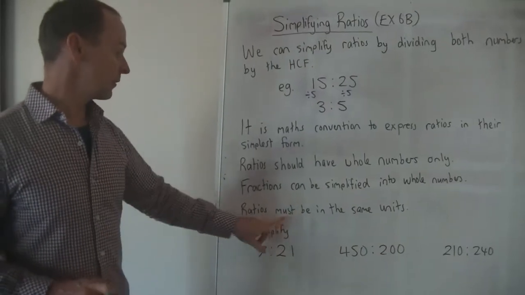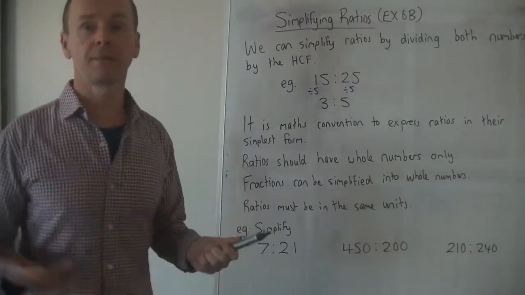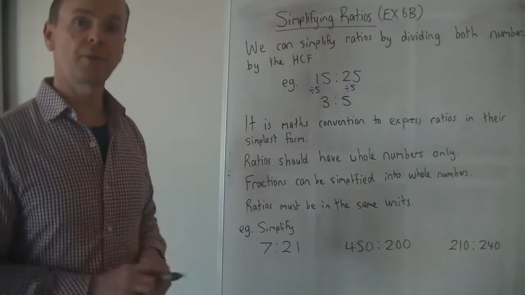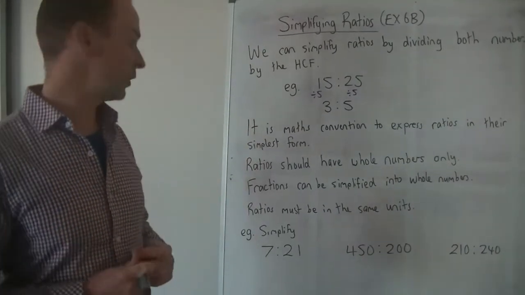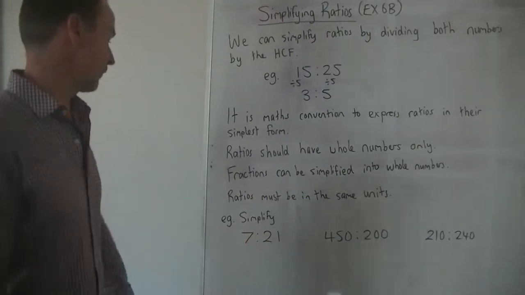And this is very important: ratios must be in the same units. So if you've got centimetres and metres, you cannot simplify the ratio, you have to change them to the same units first. Alright, no units for these ones, so let's just simplify.